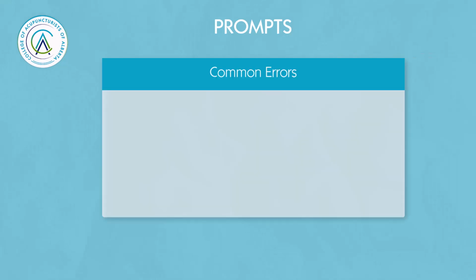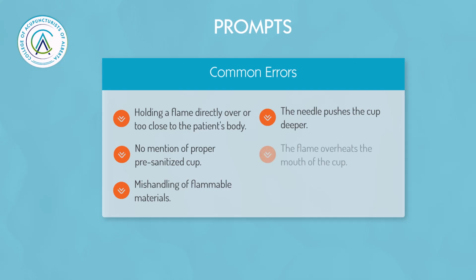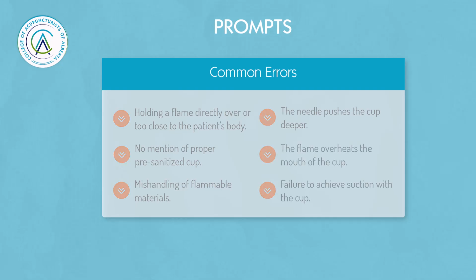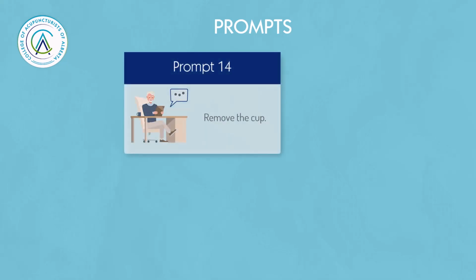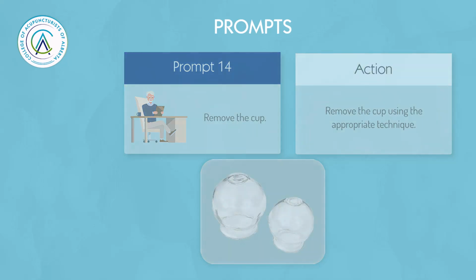Errors that could occur during this step include holding a flame directly over or too close to the patient's body, no mention of proper pre-sanitized cup, mishandling of flammable materials, the needle pushes the cup deeper, the flame overheats the mouth of the cup, failure to achieve suction with the cup. Prompt: remove the cup. Action: remove the cup using the appropriate technique.